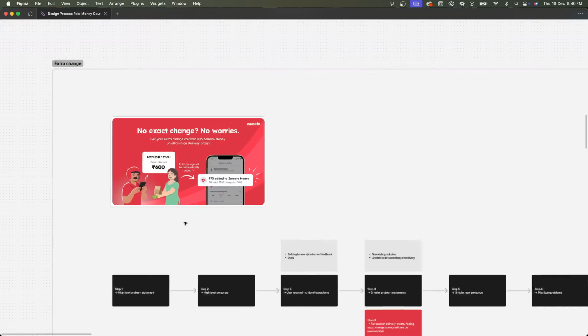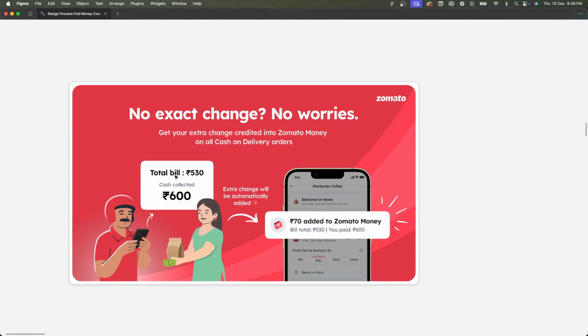Next one is extra change. So the feature is pretty fun. The feature is pretty helpful. So basically, you get extra change credited as Zomato money on all cash on delivery orders. So for example, you did a cash on delivery order. The total bill was 530 rupees, but you didn't have change, so you gave 600 rupees. So the rider takes 600 rupees. The bill is 530, and because that 70 rupees was extra that you paid, that is going to be added to Zomato money.